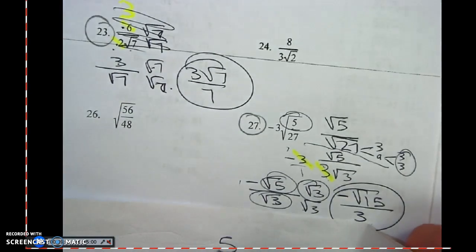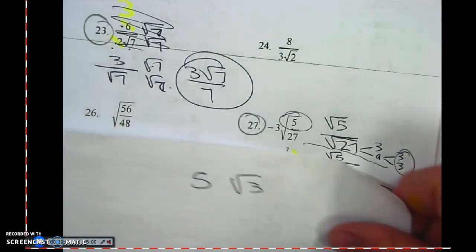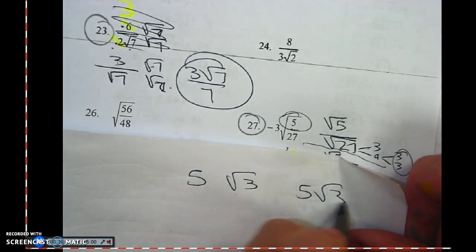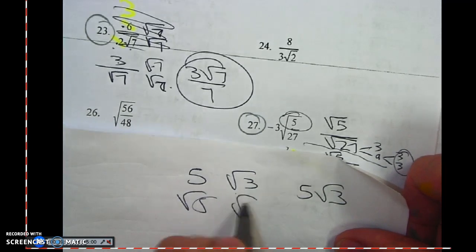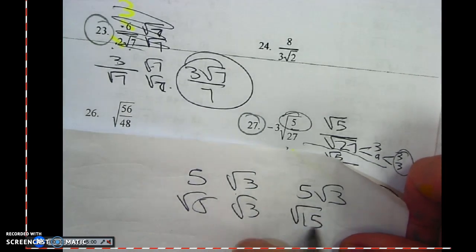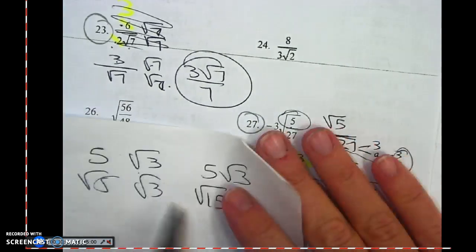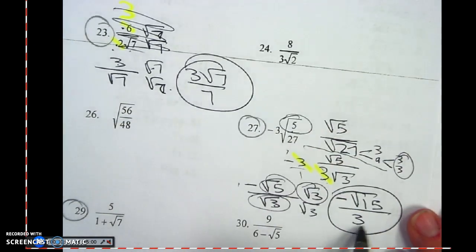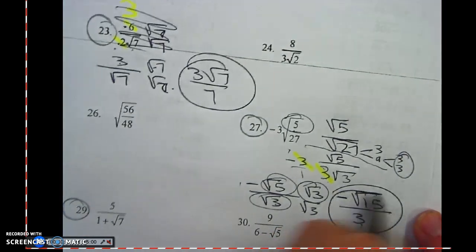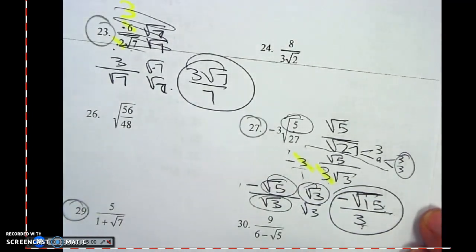Now I want to be clear. If you had 5 and then you multiplied that by rad 3, that's just 5 rad 3. But when you have rad 5 times rad 3, that's rad 15. And then if you had this problem, it feels like you could simplify, but this is in the radical and this is not, so you're done.